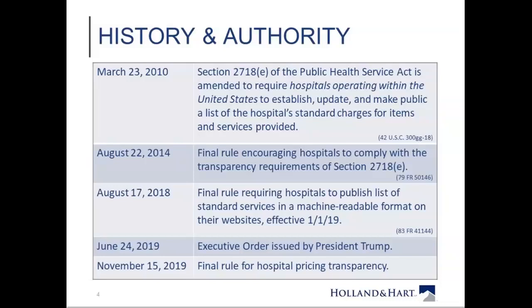2718. The current administration would agree, and in June of this year, President Trump issued an executive order essentially directing federal agencies to, among other things, propose additional regulations to ensure that patients are meaningfully informed and able to compare prices across hospital systems to make their healthcare decisions. So now, present state, November 15th, CMS issued their final rule for hospital pricing transparency that we're going to be talking about today.